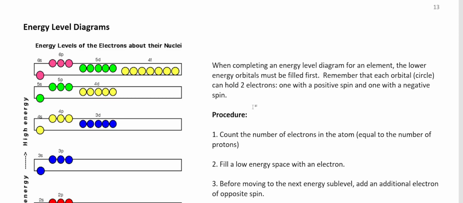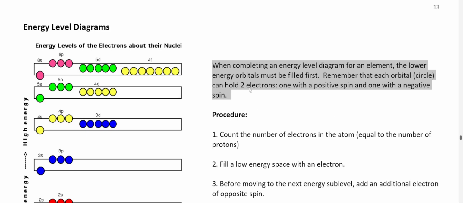In this video, we're going to look at energy level diagrams and electron configurations. When completing an energy level diagram for an element, the lower energy orbitals must be filled first. Remember that each of the orbitals, or the circles in this diagram, can hold 2 electrons, one with a positive spin and one with a negative spin.